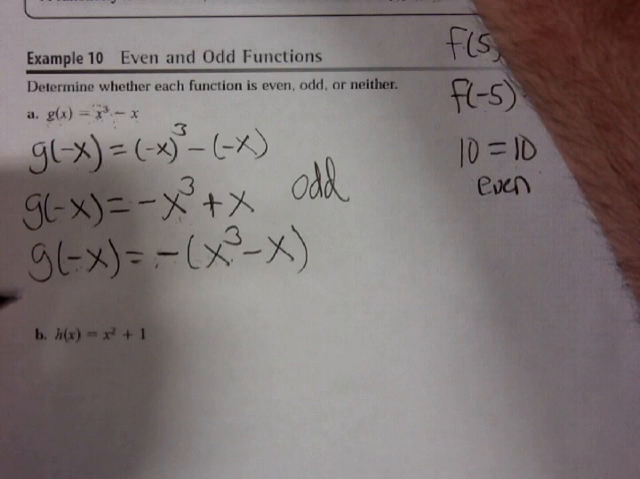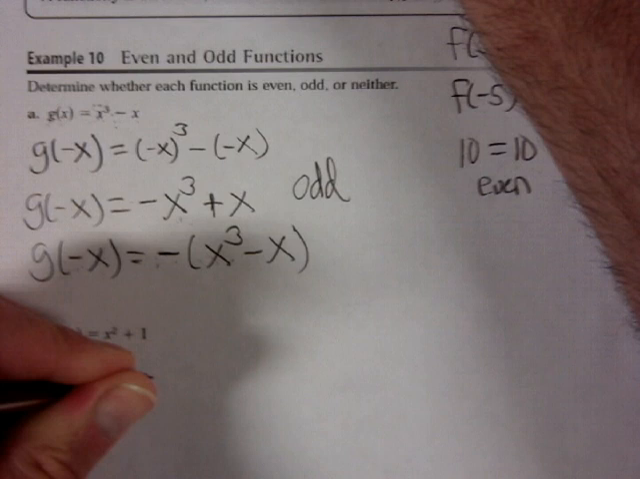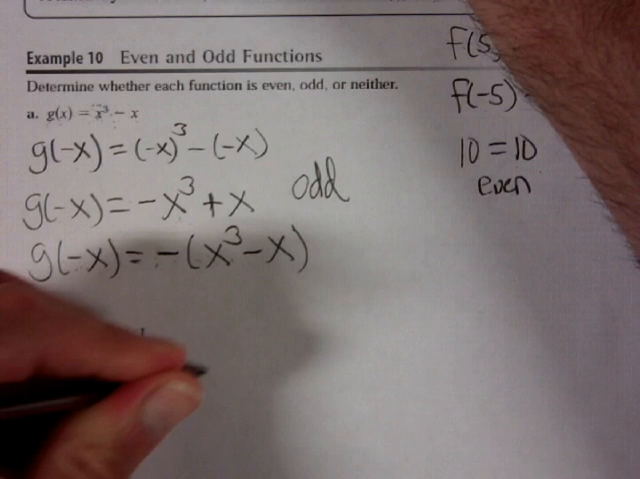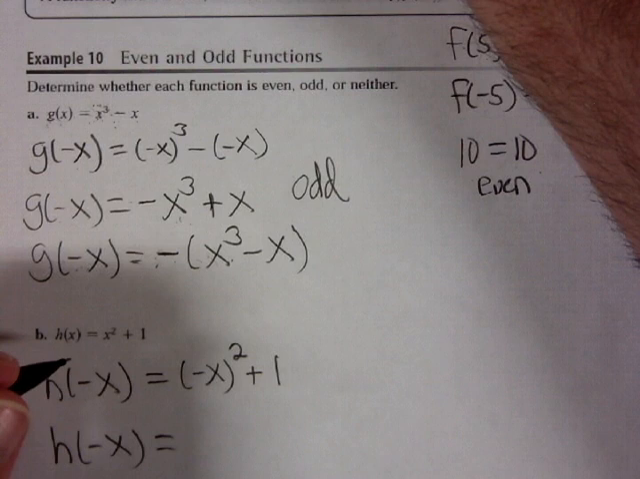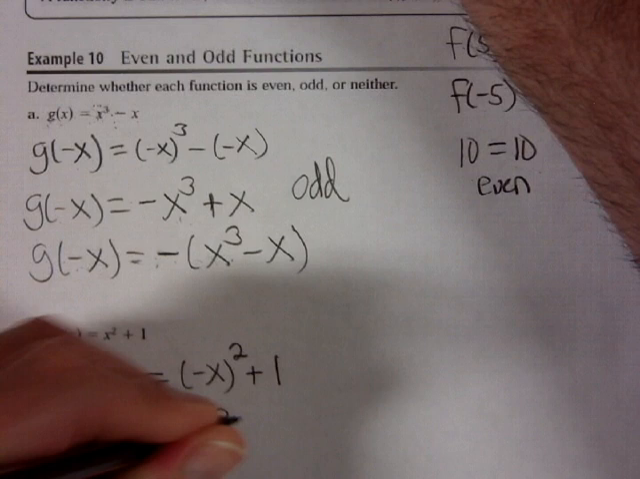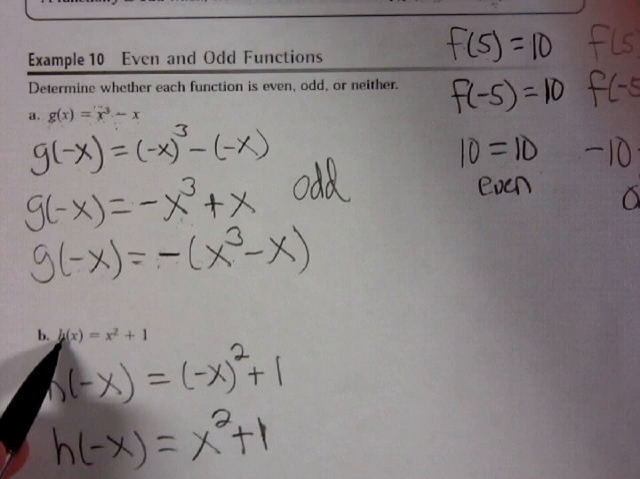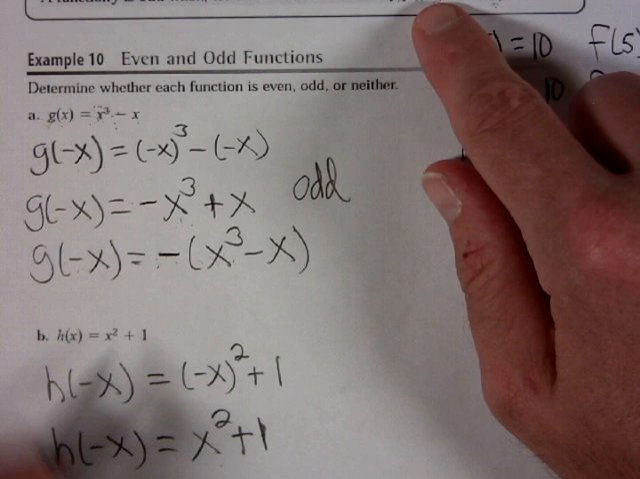All right, so I need to plug in h of negative x and see what that evaluates to, to compare them. So in place of x, I'm going to put negative x: negative x squared plus 1. Simplify it out. H of negative x is equal to, now negative x squared means negative x times negative x, which negative and negative make a positive, and then plus 1. All right, so let's compare h of x and h of negative x. They are the same. So remember, if they're the same, then it must be an even function. So even is my answer here.